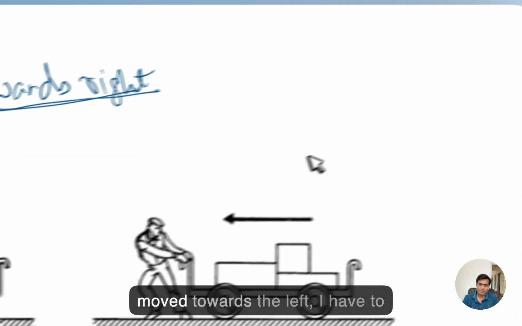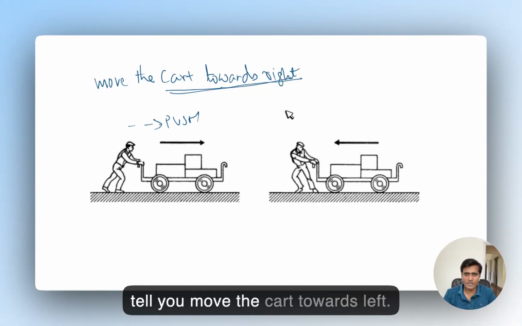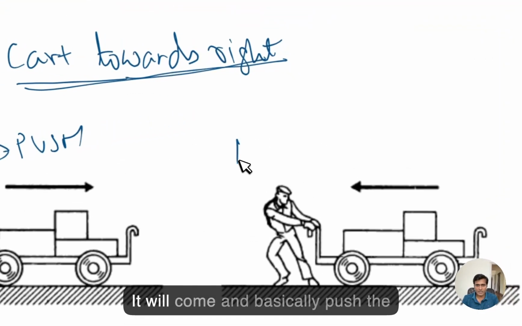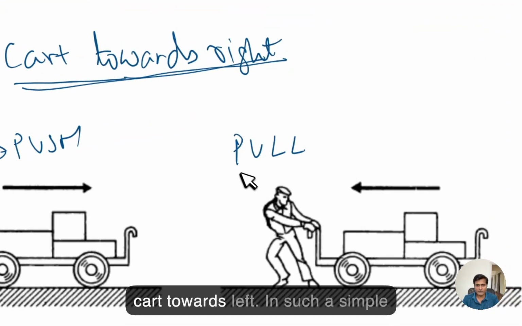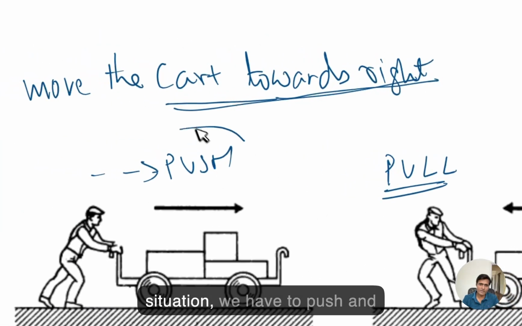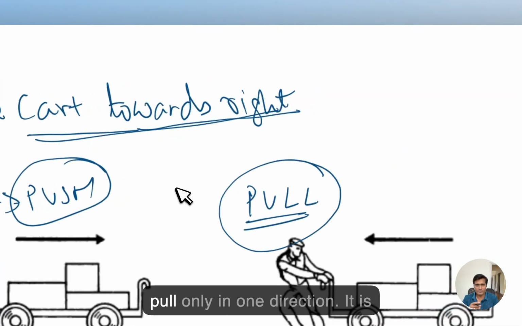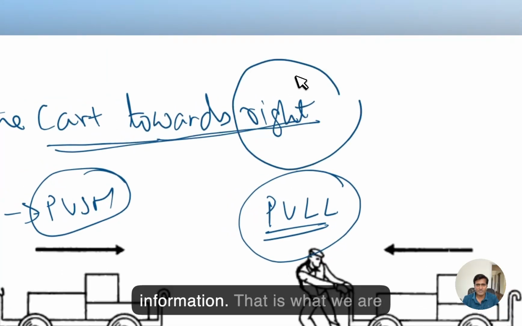If I want the cart to be moved towards the left, I have to tell you to move the cart towards the left. They're going to come and basically pull the cart towards the left, right? In such a simple situation where push and pull is required in only one direction, I have to provide this extra information.